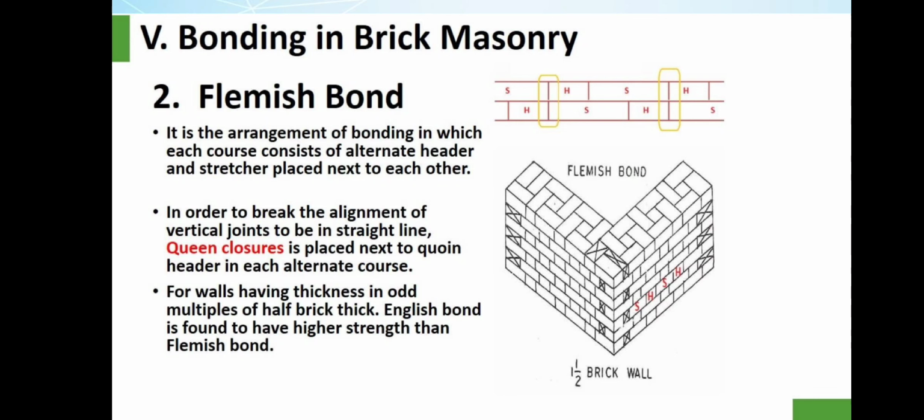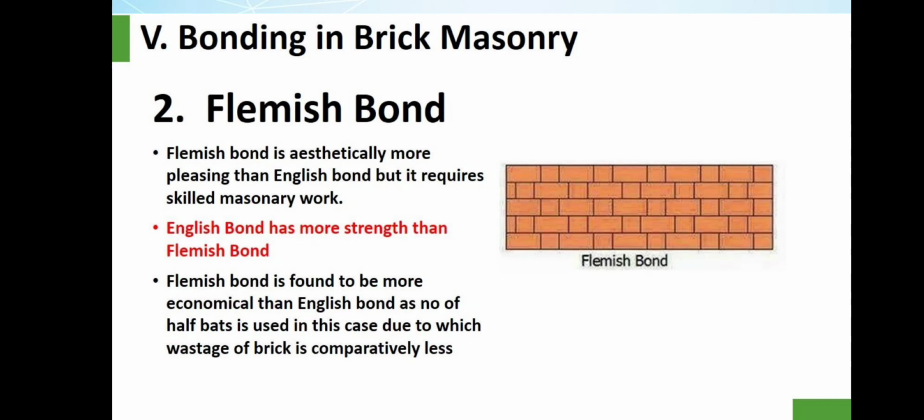Second, Flemish bond. It is the arrangement of bonding in which each course consists of alternate header and stretcher placed next to each other in order to break the alignment of vertical joints from being in a straight line. Queen closure is placed next to queen header in each alternate course. For walls having thickness in odd multiples of half brick, English bond is found to have higher strength than Flemish bond.